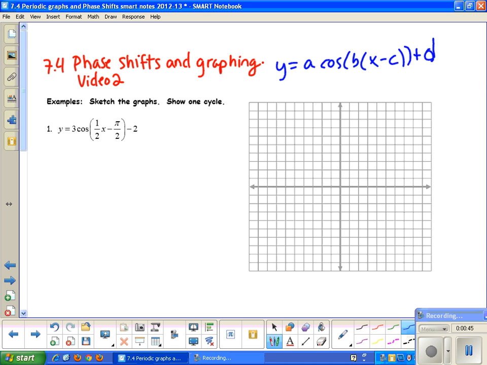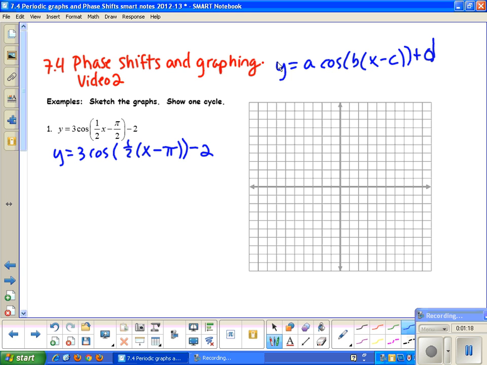plus your d value. So in this case, if I factor that out, I get y equals 3 times the cosine, factor out the 1/2, and that means when you're factoring out, you're dividing it. So pi over 2 divided by 1/2, if I do it off to the side, divided by 1/2 means you're multiplying it by 2 over 1, gives you a value of pi. And so that would be my equation with my b value factored out.